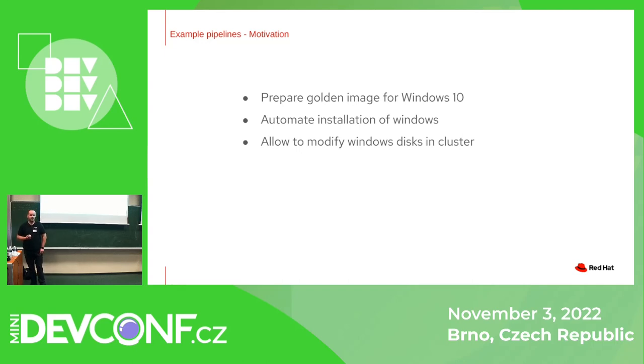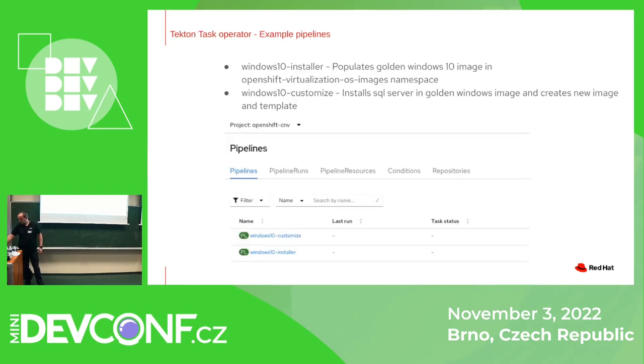For that, we prepared example pipelines, which take the URL to a Microsoft Windows 10 ISO and then trigger the whole pipeline, which takes this ISO, installs the operating system, and stores it in a special data volume. And then there is a second pipeline, which I will explain later. As I mentioned, we have two example pipelines. The first one is Windows 10 installer. The second one is Windows 10 customize. The first pipeline takes the ISO image, installs it, and stores it in the cluster. Then you can use it as a golden image in the OpenShift virtualization OS images namespace.